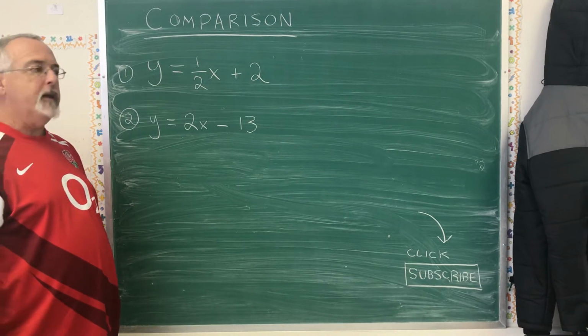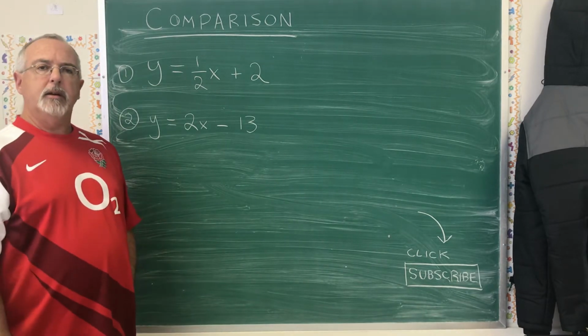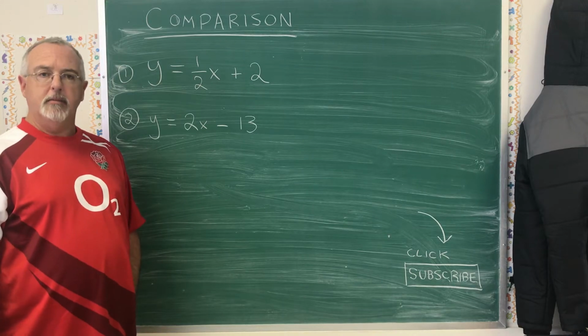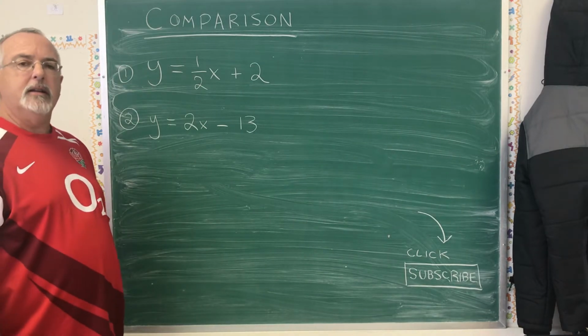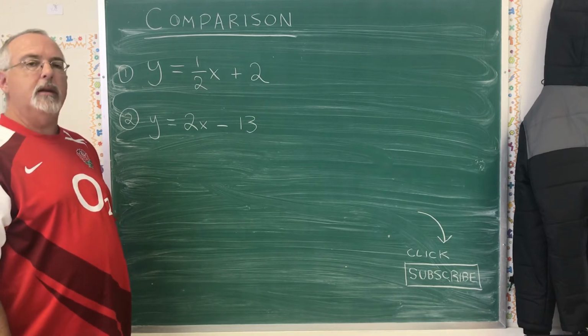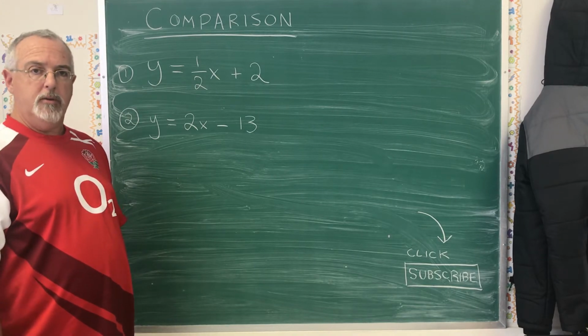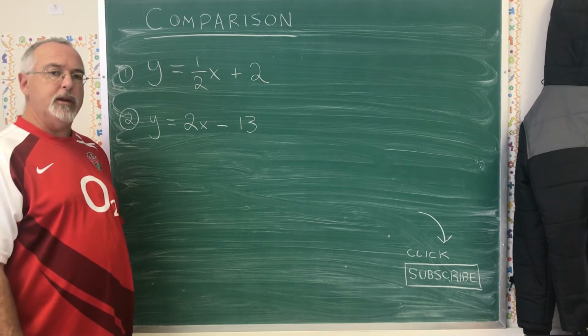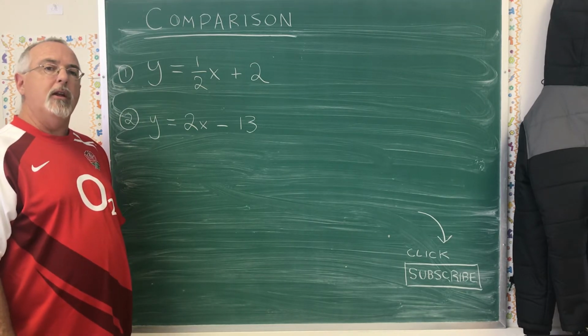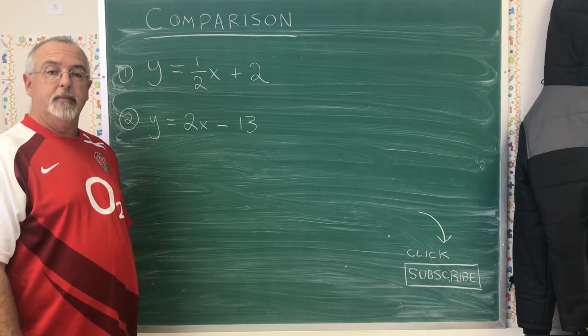Today's daily dose of math is about comparison. Comparison is a method for solving a system of equations. There's some lingo there. A system of equations means that there's more than one equation, usually two, and they can be placed together on the same graph. The solution is, where do the lines cross?